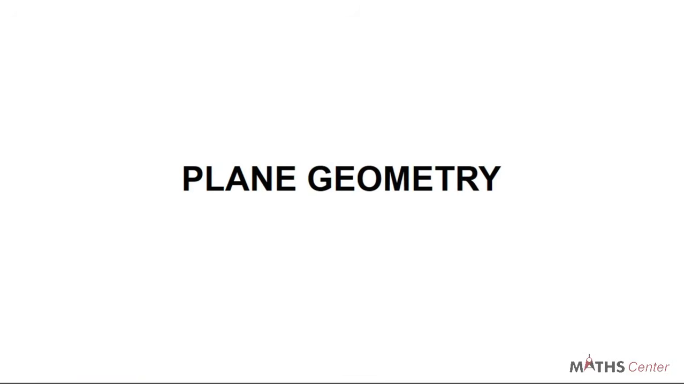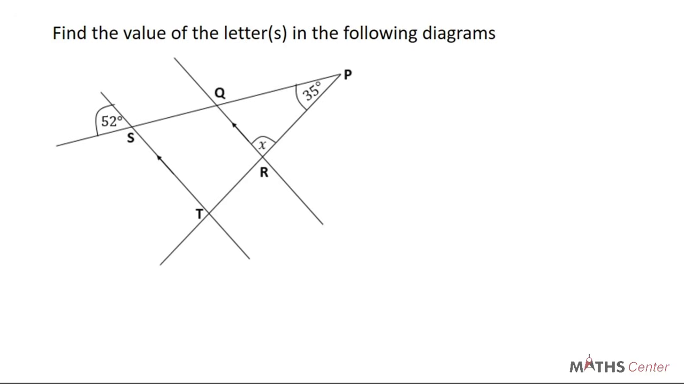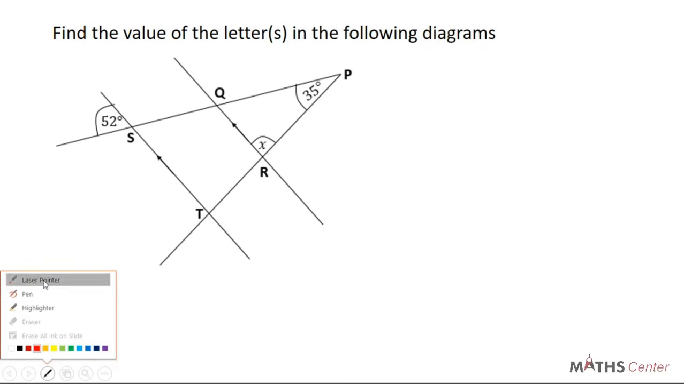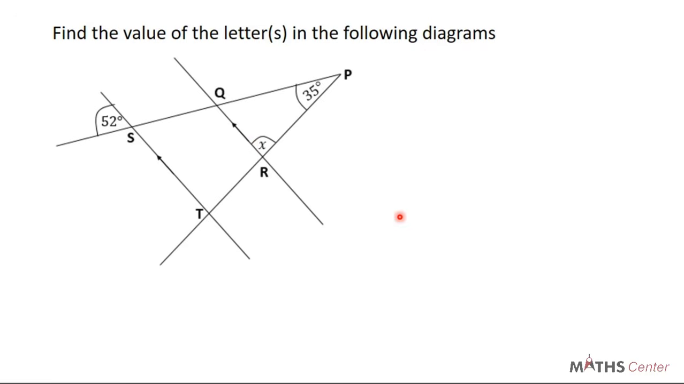In the previous video, we solved some questions on finding the value of angles in triangles that contain parallel lines. In this video, we are going to take two more examples. So let's pick the first one. We are being told to find the value of the letter or letters in the following diagram, and we have only one letter here, which is the letter S. So we are going to find the value of this letter S.